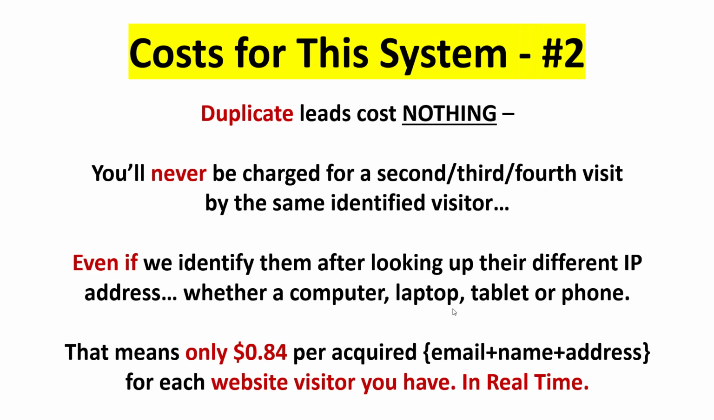Now, cost for the system number 2. Duplicate leads cost nothing. You'll never be charged for a second, third, fourth visit by the same identified visitor, even if we identify them after looking up their different IP address, whether a computer, laptop, tablet, or phone. Once we figure out who they are by their email, that's it. You're never going to pay for that again. Okay? That means only 84 cents per acquired, and you'll get this combination, email, name, and address, for each website visitor you have in real time.